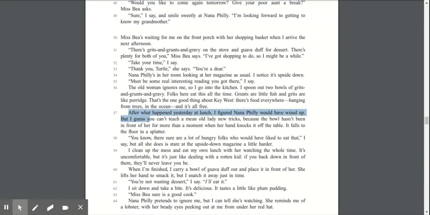Okay, so she is returning back to Nana Philly's house. So this is day 2. And in paragraph 57, it goes, "After what happened yesterday at lunch, I figured Nana Philly would have wised up. But I guess you can't teach a mean old lady new tricks, because the bowl hasn't been in front of her for more than a moment when her hand knocks it off the table. It falls to the floor in a splatter. You know, there are a lot of hungry folks who would have liked to eat that, I say, but all she does is stare at the upside down magazine a little harder. I clean up the mess and eat my own lunch with her watching the whole time."